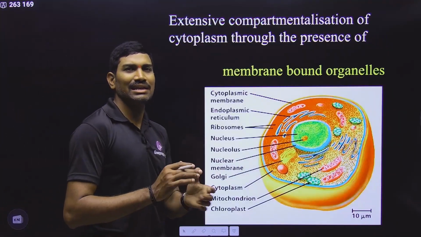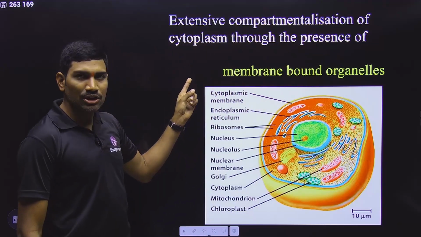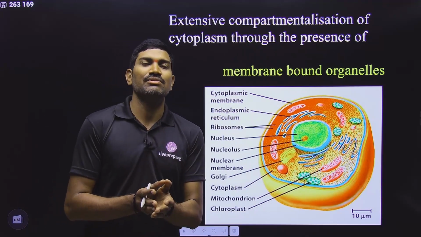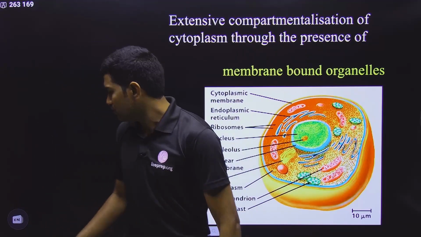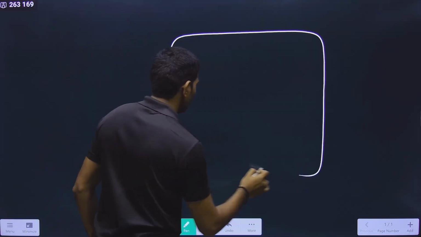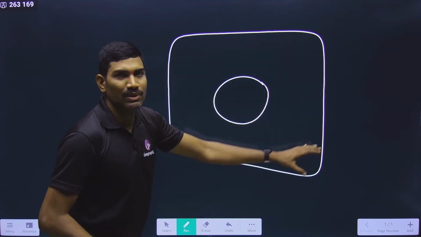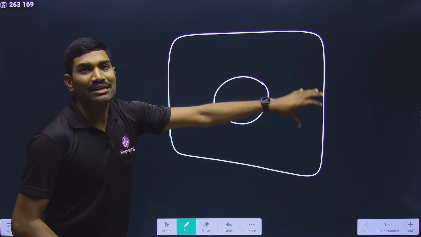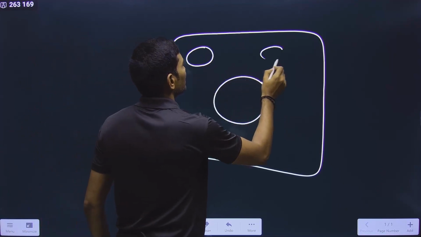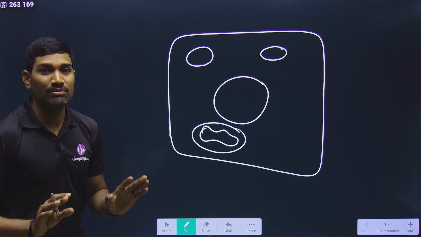Here in the NCERT, they gave a sentence: extensive compartmentalization of cytoplasm through the presence of membrane bound organelles. In eukaryotic cells, we observe compartmentalization. What is the meaning of compartmentalization? Let us quickly go through this. Suppose it is a eukaryotic cell and this is the nucleus. Okay, forget about the nucleus, they are talking about the cytoplasm. Within the cytoplasm, again some compartments are there. How are the compartments there? Because membrane bound organelles are present. Some of them are double membrane bound, some are single membrane bound organelles.